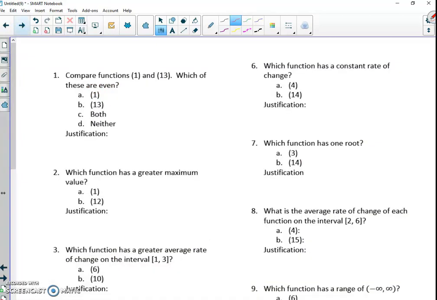So the answer is just 13, not both. And for the justification you can just write that 13 folds over the y-axis, but number 1 is not the exact same when you plug in a negative x. Okay, number 2 says, which function has a greater maximum, 1 or 12?